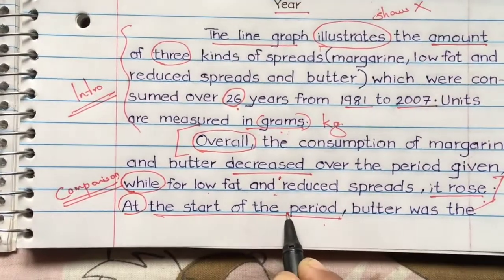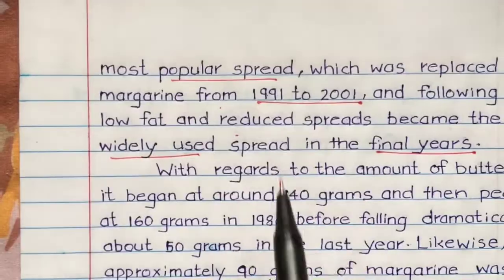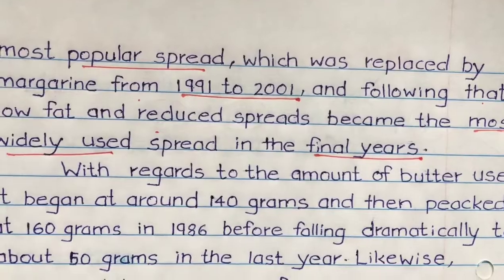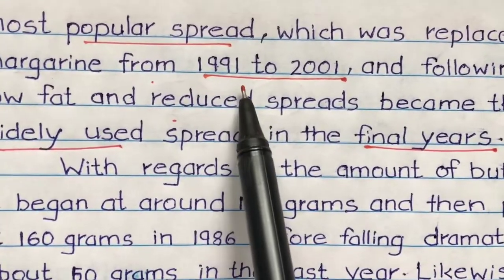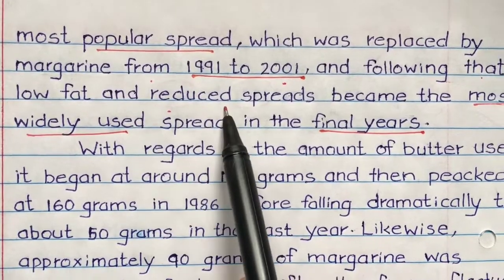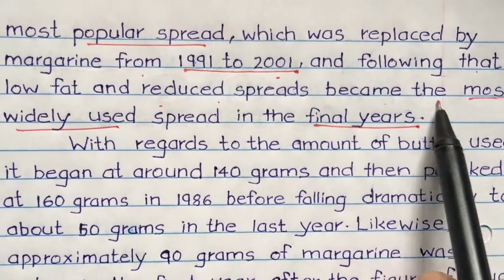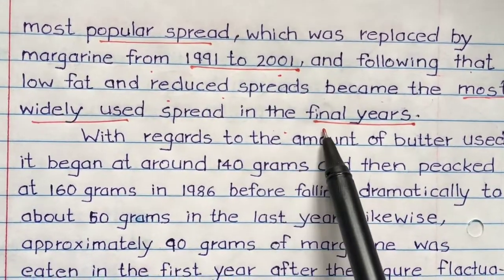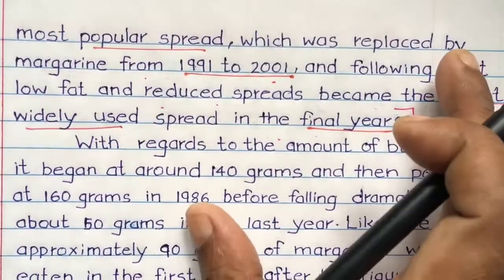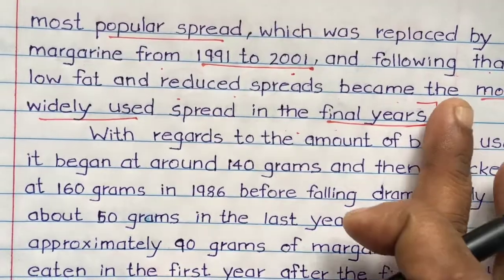At the start of the period, the butter was the most popular spread, which was later replaced by margarine from 1991 to 2000, and following that, the low fat and reduced spread became the most widely used spread in final years. So I think you got this part. Okay, this is about our first body of the paragraph.